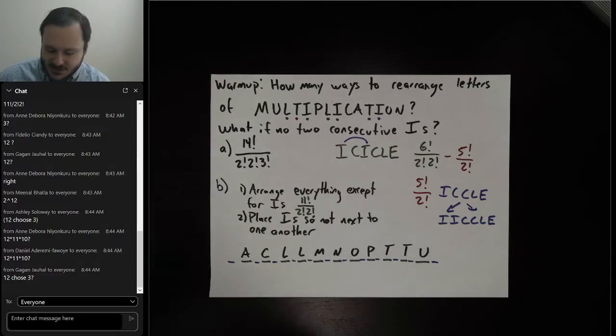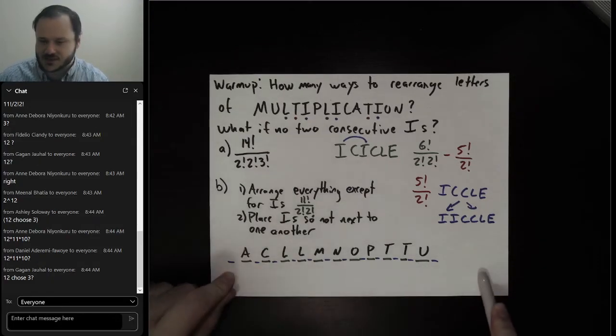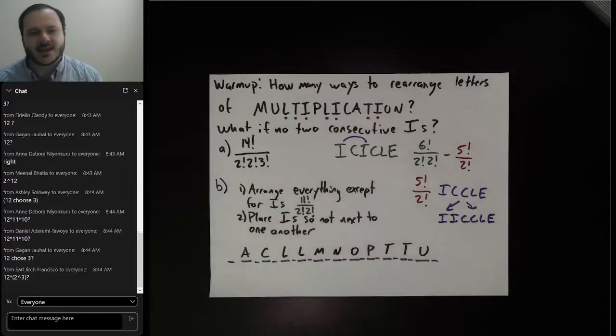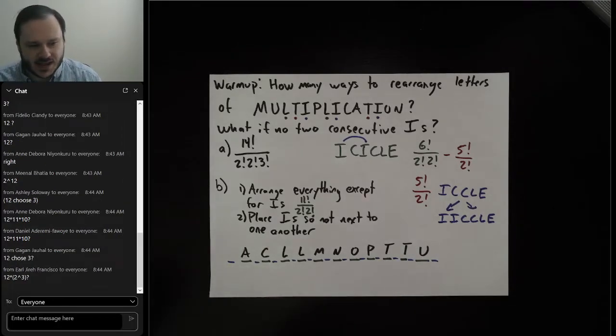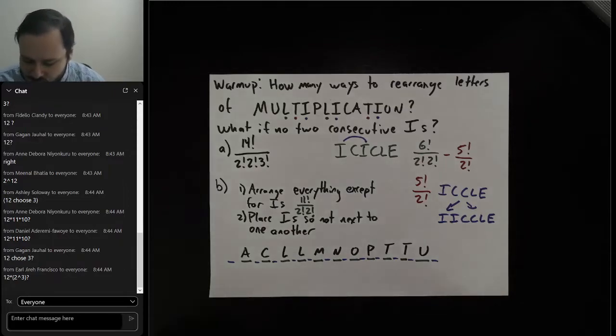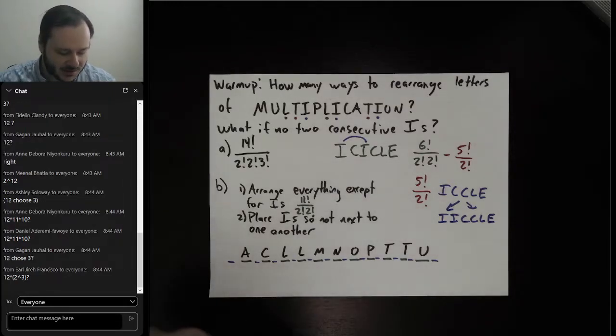And then 12 times 11 times 10 is another good guess, right? I've got 12 options for the first I, 11 options for the second I, 10 options for the third I, except that all the I's are the same. So the order that I place down the I's doesn't matter. So 12 choose 3 is exactly the one that we want.